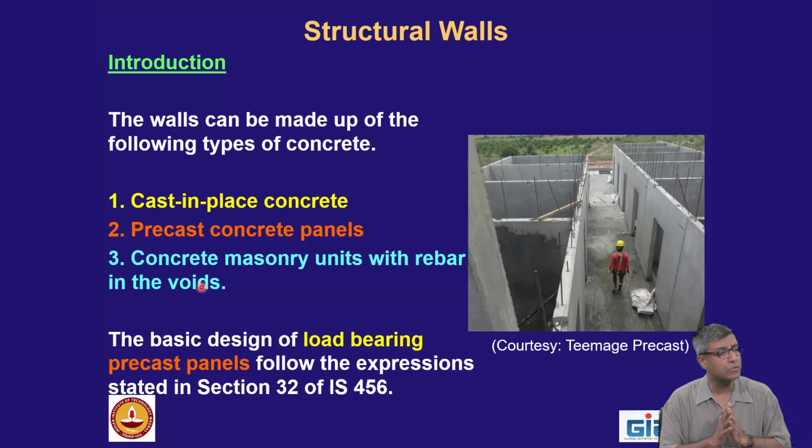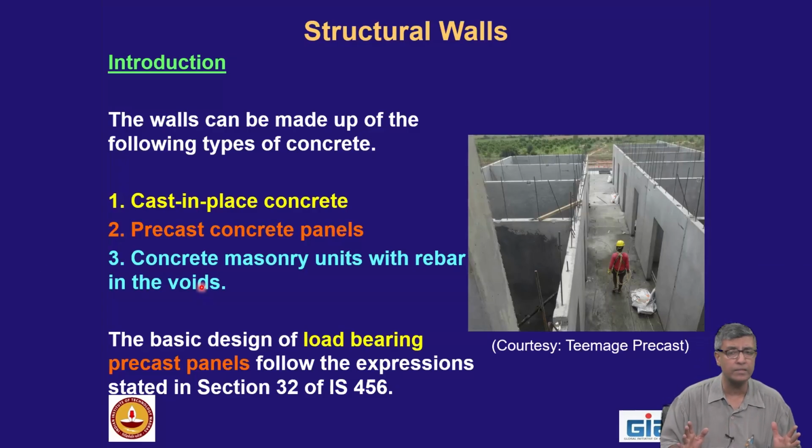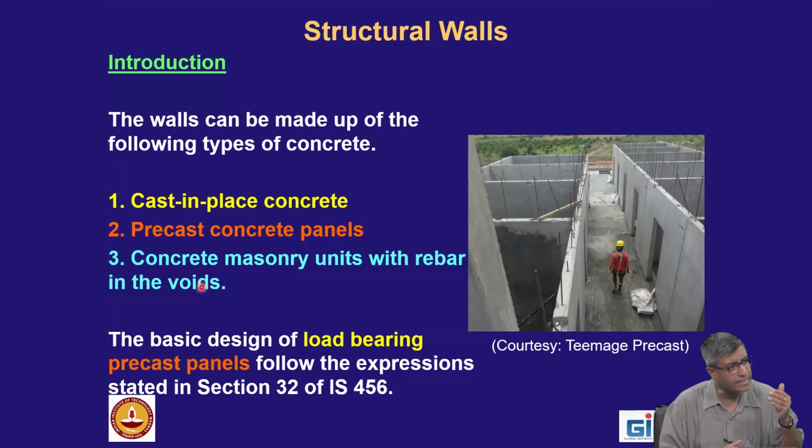Now, if I'm trying to design precast panels, the design equations that are given in IS 456 section 32 can be used. In today's presentation, I did not load it with the equations because many of you may not be familiar with this. But in case you need them, at least today what I would say is, if you have a copy of IS 456, stay aware of these sections. Section 32 talks about structural walls which are subjected to gravity loads.